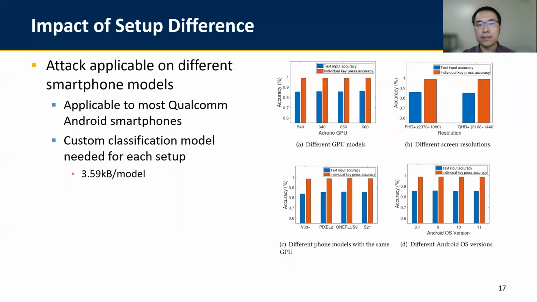We repeat the whole experiment on different devices with different setups, such as devices with different GPU models, the same device with different screen resolutions, and the same device with different Android OS versions, etc. We find that our proposed attack is applicable to all tested Qualcomm Android smartphone devices, as long as the classification model is retrained for each device setup. The storage space for each classification model is also small enough, at 3.59 kilobytes per model, to allow the eavesdropping app to cover most popular Android models.